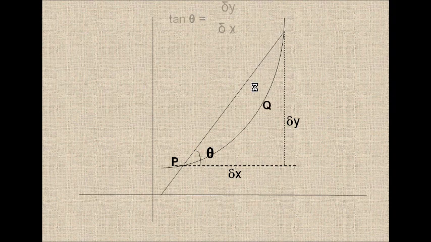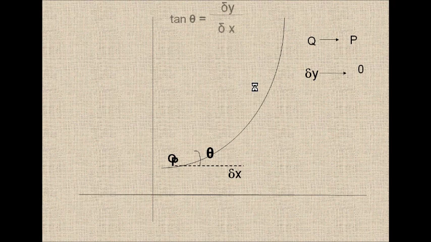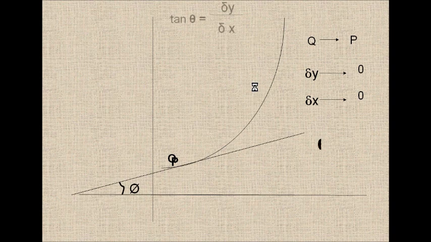As Q moves towards P, that is, as Q tends to P, the chord tends to move and become the tangent at P. At the same time, the value of delta y tends to become 0, and also that of delta x. So there are two more limiting conditions, delta y tending to 0 and delta x tending to 0. Also, theta, which was the angle of the chord with the x-axis, now changes and becomes, say, phi. So another limiting condition here is theta changes to phi. We have all these four limiting conditions happening at the same time.